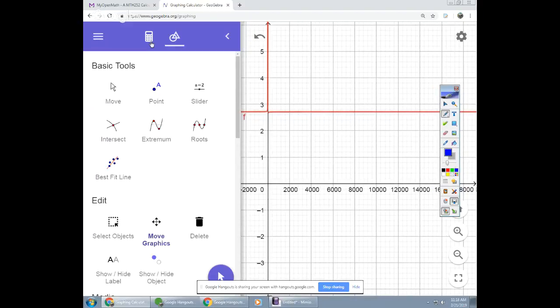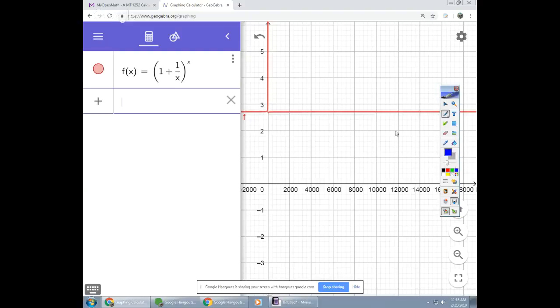Do I care about the negative side? No, right? Because x is the number of times a year. So what is f of 10,000? 2.7181. Man, I've seen that number somewhere before. E, holy crap, it's E. Yeah, so this is the cool thing.